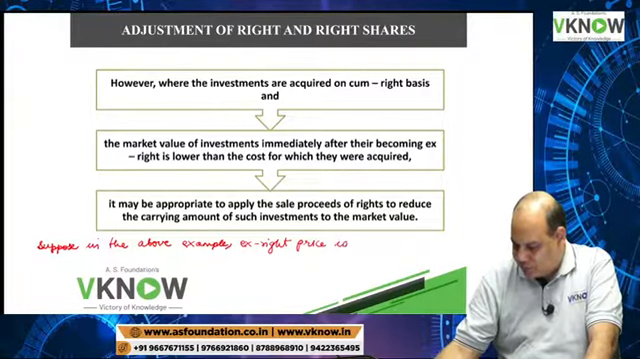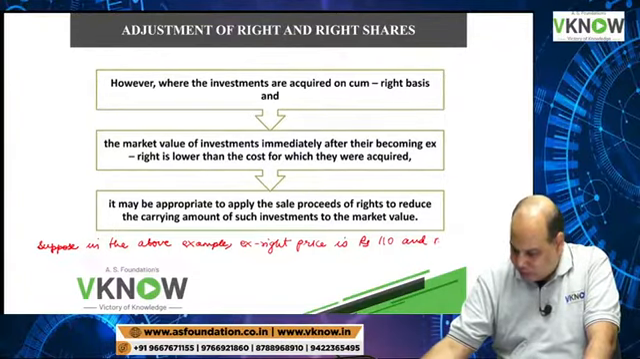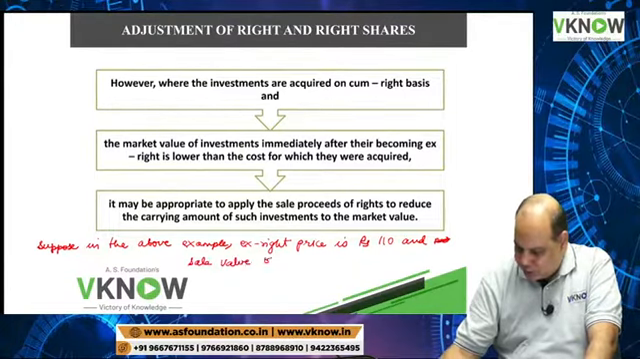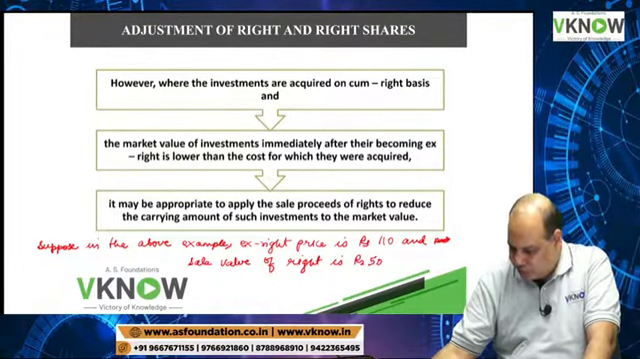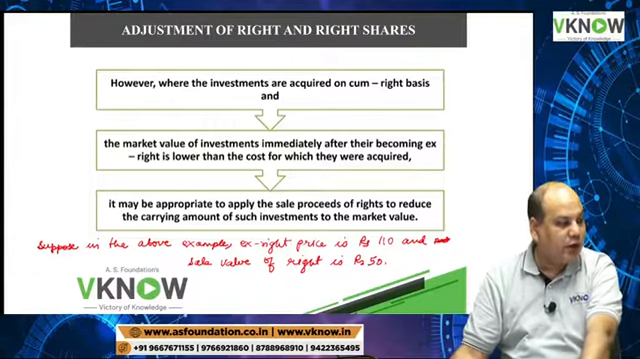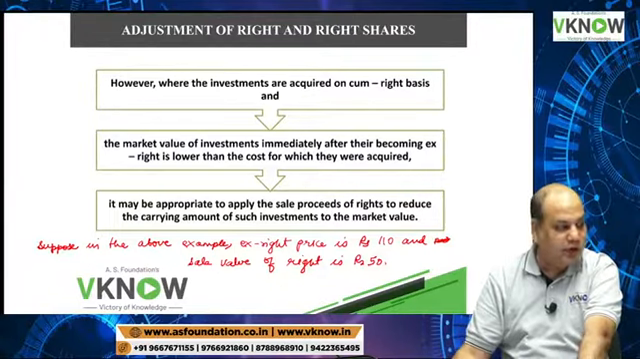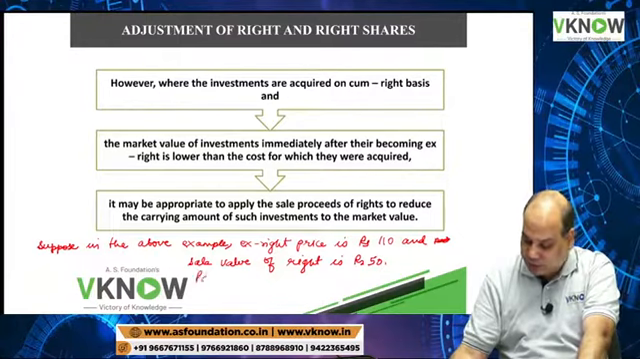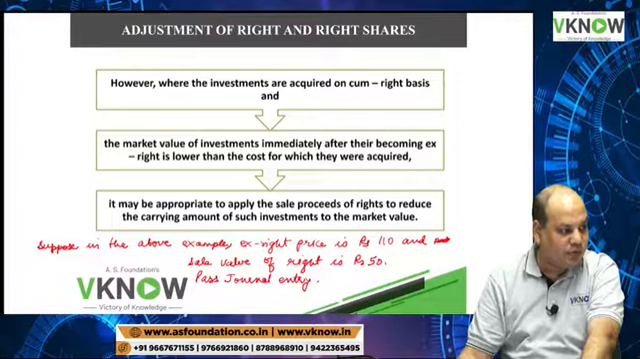ex-right price is rupees 110 and sale value of right is rupees 50. Suppose in the above example, ex-right price is 110 and sale value of the right is 50. Pass journal entry. Every time my question is same, journal entry in the books of Pawar.